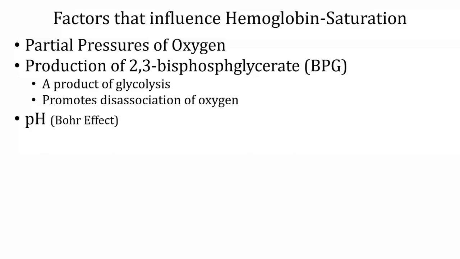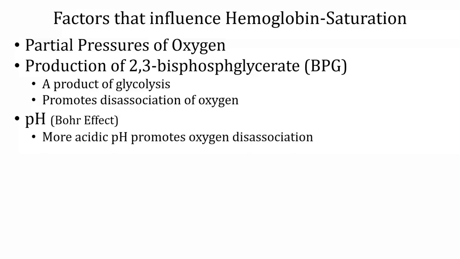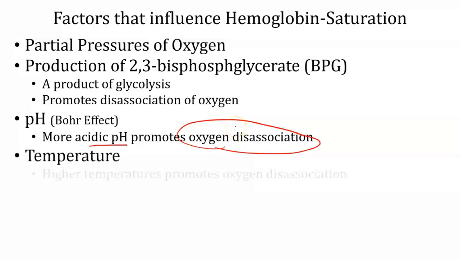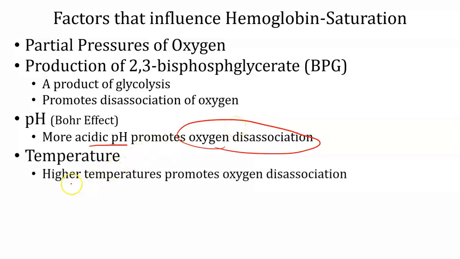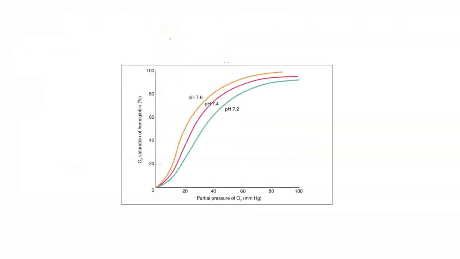I'll show you a curve here that gives the answer. But generally, if you have a more acidic pH, it encourages oxygen to jump off. It means it lessens the affinity of hemoglobin to oxygen. And similarly, temperature. If you have higher temperatures, it encourages oxygen to let go of hemoglobin and then enter its tissues. And both of these are a good thing. Here's a couple of charts that show what I mean.